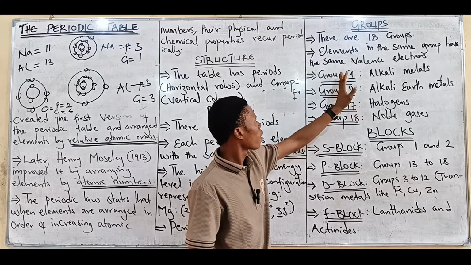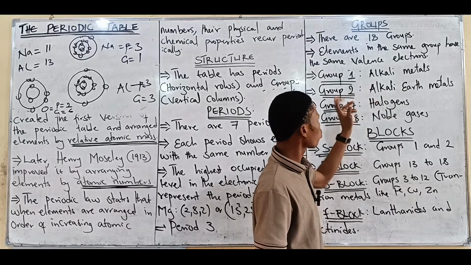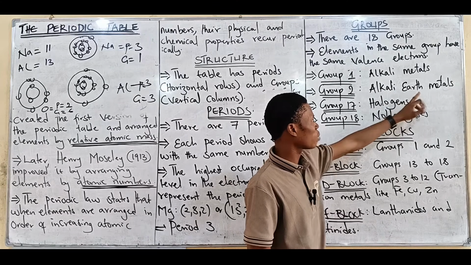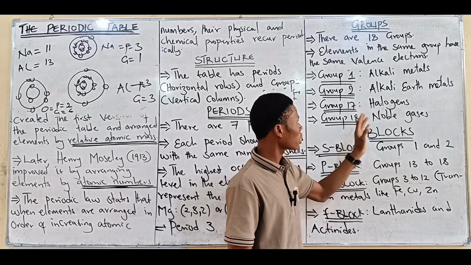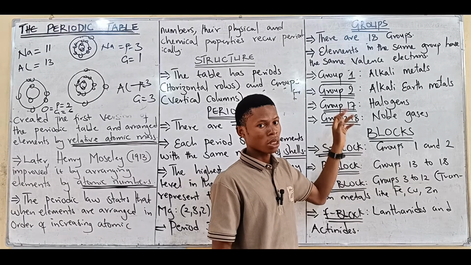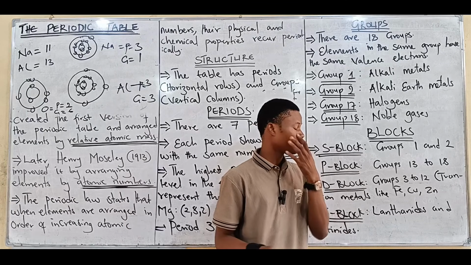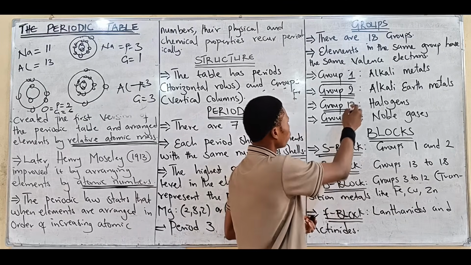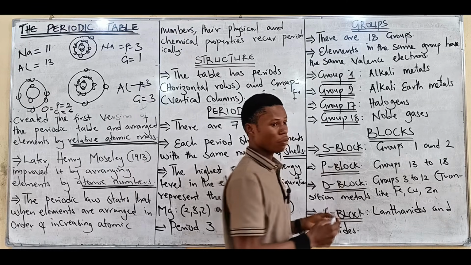Take note that group 1 elements are called alkali metals. Group 2 elements are called alkaline earth metals. I've seen this in past questions a lot. Group 2 are alkaline earth metals. Now group 17 or group 7. Now please take note, if you are saying group 7, you use Roman numerals. Group 7, group 17 is also group 7, which is VII.